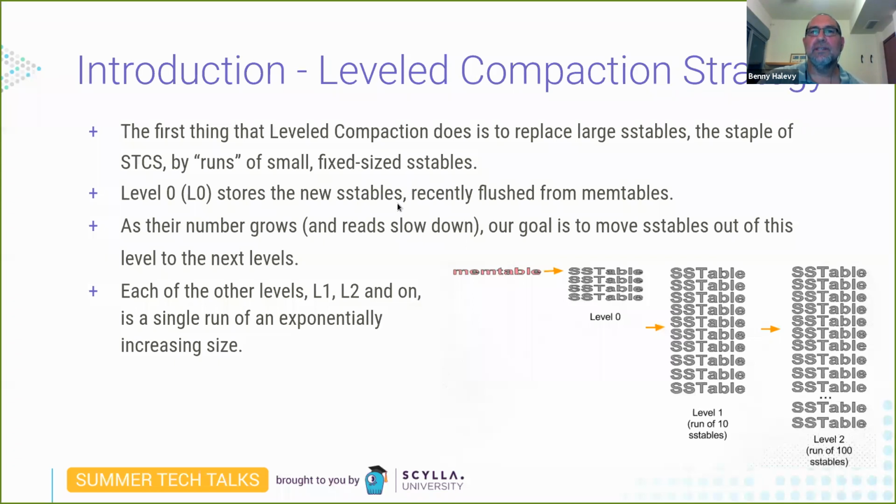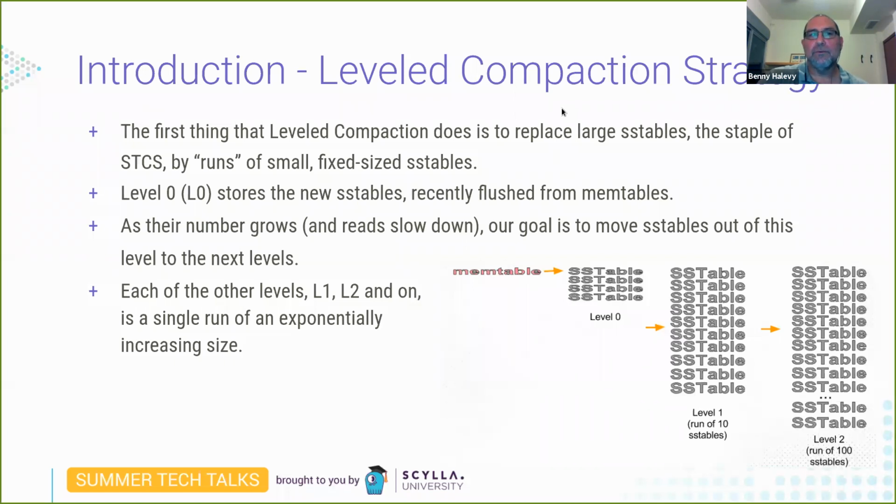Okay, in contrast to STCS, we have the leveled compaction strategy, called LCS for short. The first thing that we note about leveled compaction is that it replaces those large SSTables, which are the staple of STCS, by runs of small, fixed size SSTables. The size of these small SSTables is pretty much determined by the size of the memtable.